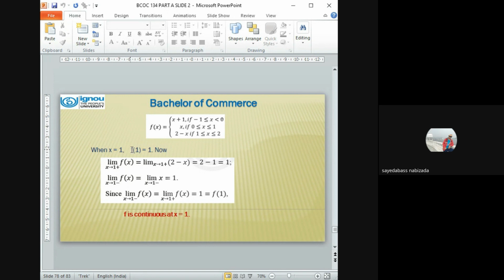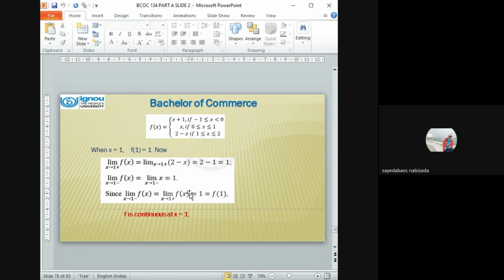Your basic function is f(x), which is equal to x. So that will be 1. Now, if we talk in terms of x plus 1, this is the function for x plus 1, 2 minus x. Put the value of x equal to 1 into this function. You will get 1, you will get plus 1. Now, for left hand limit, what will you do?